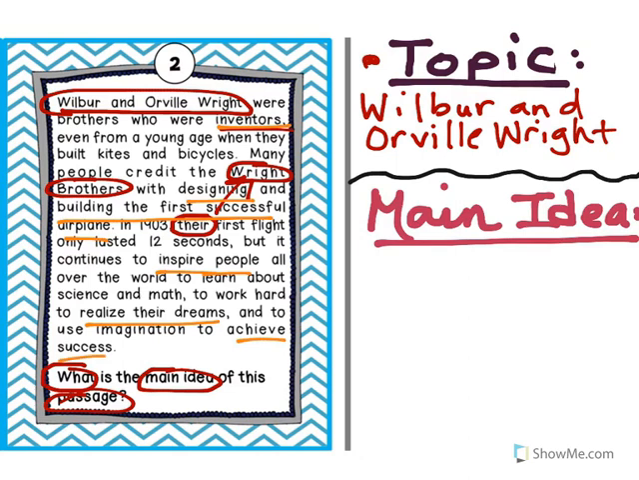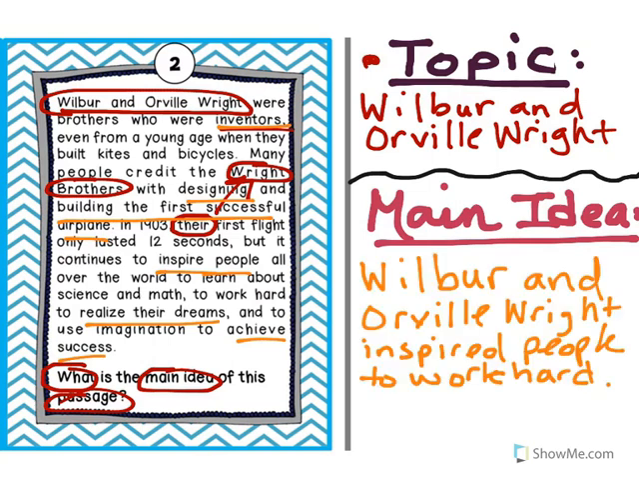So it looks like they're talking a lot about how Orville and Wilbur Wright were great inventors, but more importantly, what's it really trying to tell us? It's really trying to tell us that Wilbur and Orville Wright were very inspirational. They inspired people to be the best and to work hard. So I'm going to go with that, so I'll write it real quick. So here's my main idea. Wilbur and Orville Wright, that's my topic, inspired people to work hard.